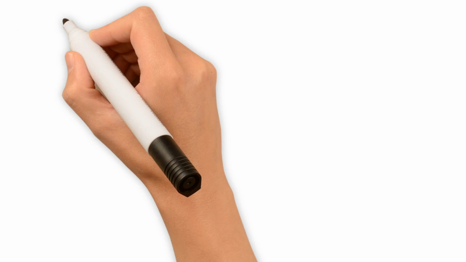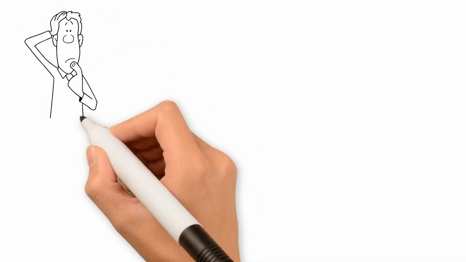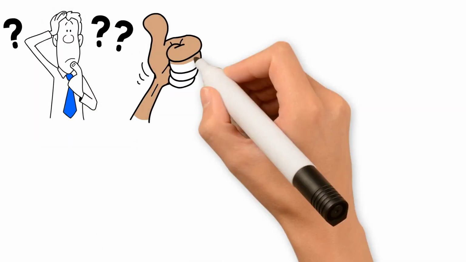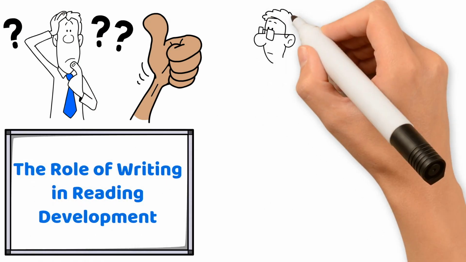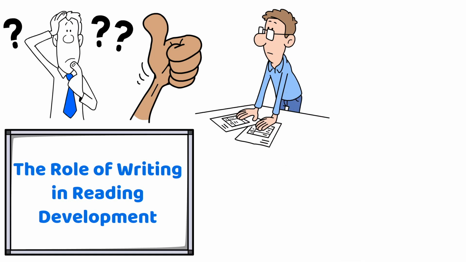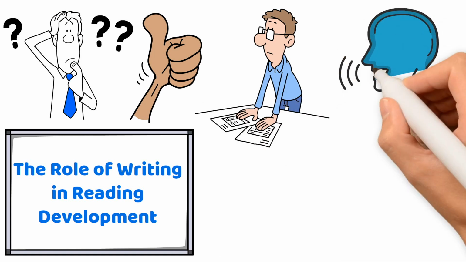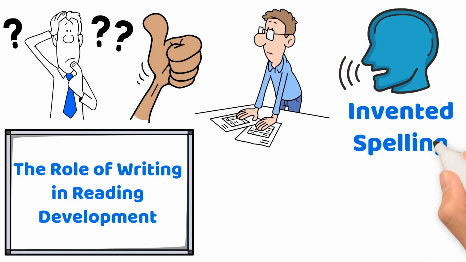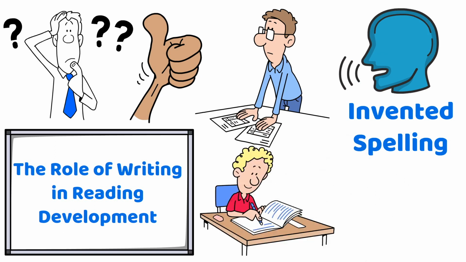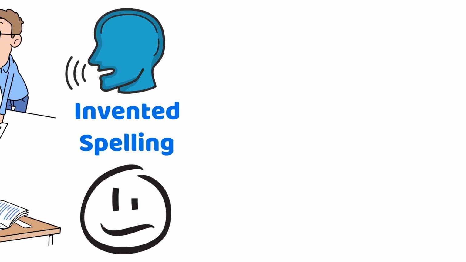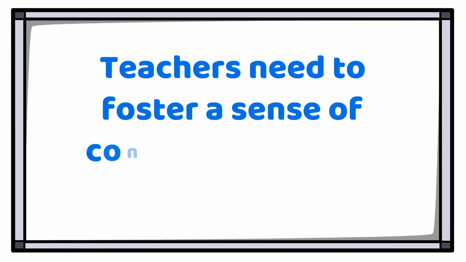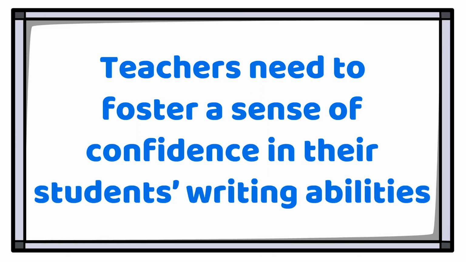reading skills. You might be asking how this is all connected, and that would be a great question, because your exam will check your knowledge about the role of writing in reading development. Remember to read your exam closely and identify answer solutions that encourage phonetic spelling, also known as invented spelling, where children approximate the spelling of words. And if you receive a question that goes beyond this information and asks why this is important, well, it's because for young learners, teachers need to foster a sense of confidence in their students' writing abilities.